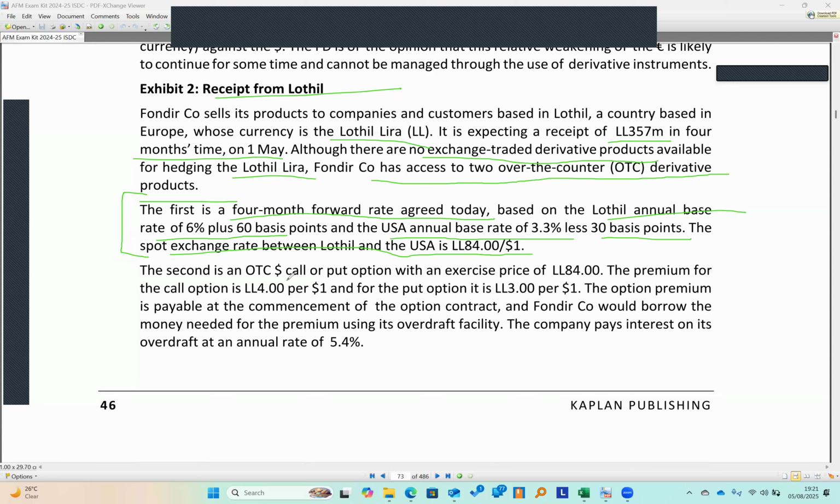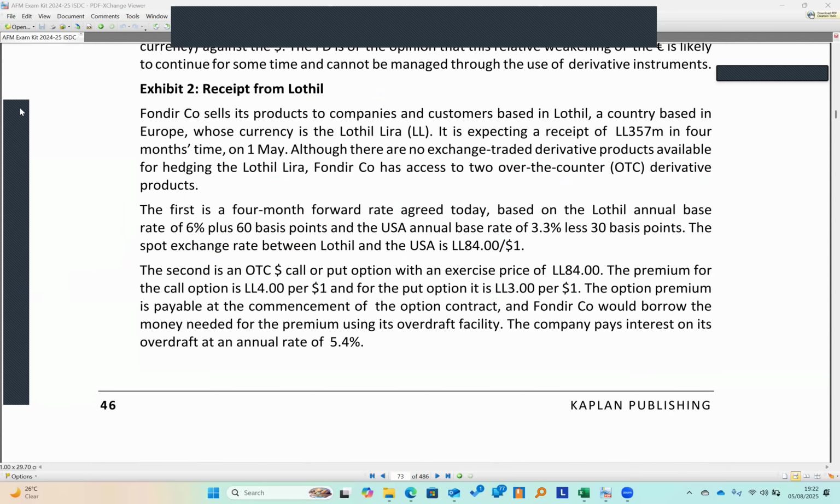The second one is an over-the-counter call or put option with an exercise price of 84 Lothir lira. The premium for the call option is 4 lira per dollar, and for the put option, it is 3 lira per dollar. The option premium is payable at the commencement of the option contract, and Fondir would borrow the money needed for the premium using its overdraft facility. The company pays interest on the overdraft at an annual rate of 5.4%. So we have the forward, and then we also have the option.